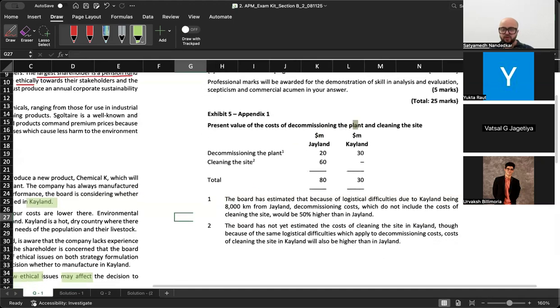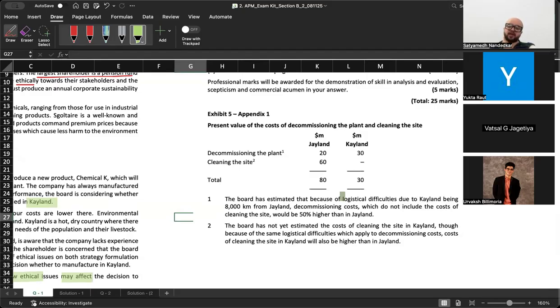Present value of cost of decommissioning. In Jayland it is 20 and 60. In Kayland it is 30. The board has estimated that because of logistical difficulties due to Kayland being 8,000 kilometers from Jayland, decommissioning costs, which do not include the cost of cleaning the site, would be 50% higher than in Jayland. So this is 60, then it is 50% higher than that site cleanup cost.